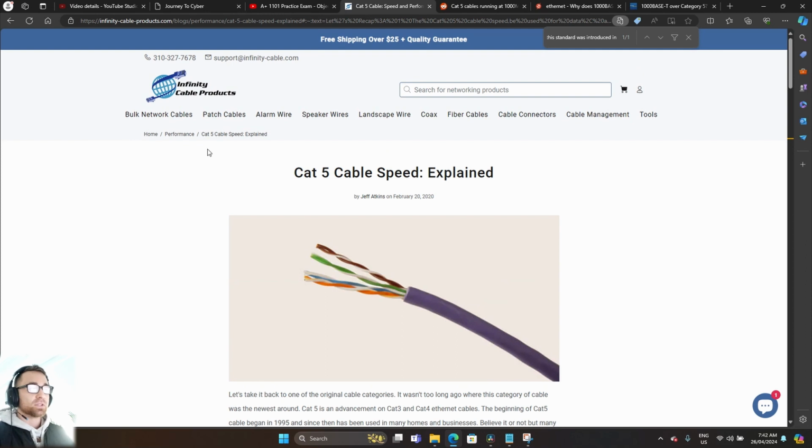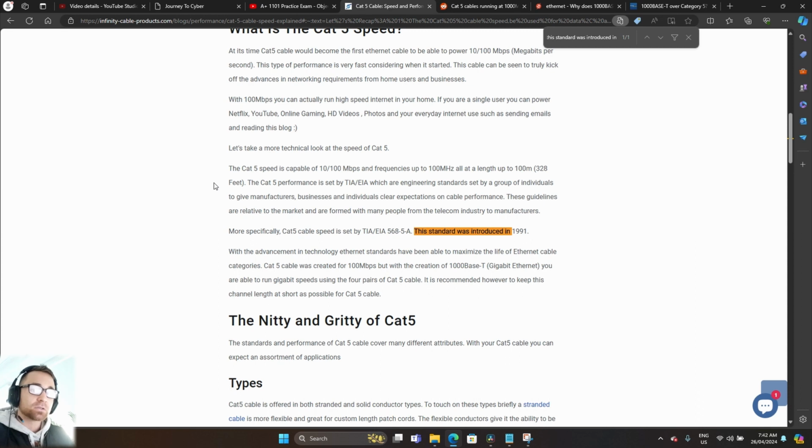We might then go ahead, do some further research. We'll have a look at Category 5 cabling speed, explained. What are the differences here? And this is where we start to get some clarity, okay? So I'm just going to take us through a couple of paragraphs to discuss why there might be this confusion here. So I'll start here. The Category 5 speed is capable of 10 to 100 megabits per second and frequencies of up to 100 megahertz, all at a length of up to 100 meters. The Category 5 performance is set by standards, which are engineering standards set by a group of individuals to give manufacturers, businesses, and individuals clear expectations on cable performance. These guidelines are relative to the market and are formed with many people from the telecom industry to manufacturers. So, right, it's designed to give people the clarity of what to expect, right? Keep that in mind, 10 to 100 megabits per second.